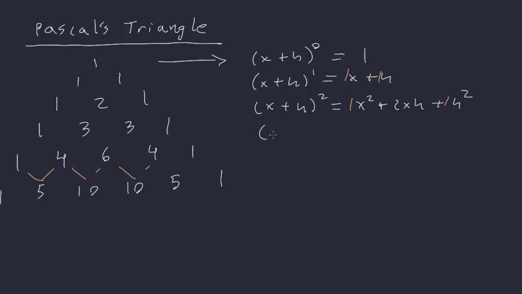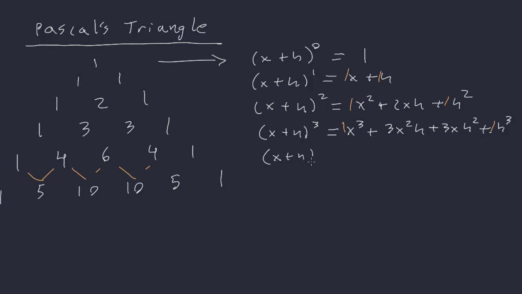Okay. For x plus h cubed, we're going to get x cubed plus 3x squared h plus 3xh squared plus h cubed. Notice the coefficients here, 1, 3, 3, 1. Sorry, I did that wrong, h cubed. So notice what's happening here. The coefficients match what we get on Pascal's triangle, and then we go from x cubed, x squared, x, no x, then h cubed, h squared, h, no h. So the x's decrease in power while the h's increase in power.